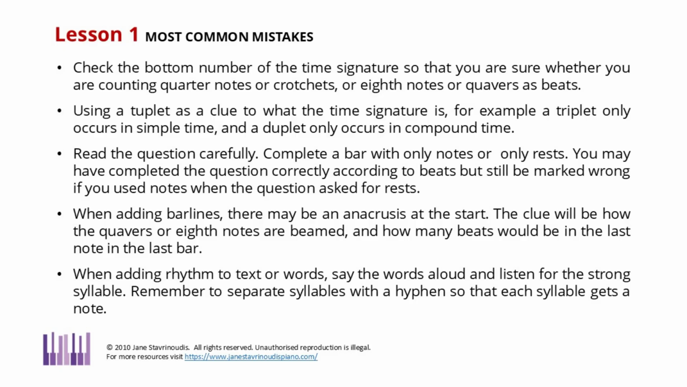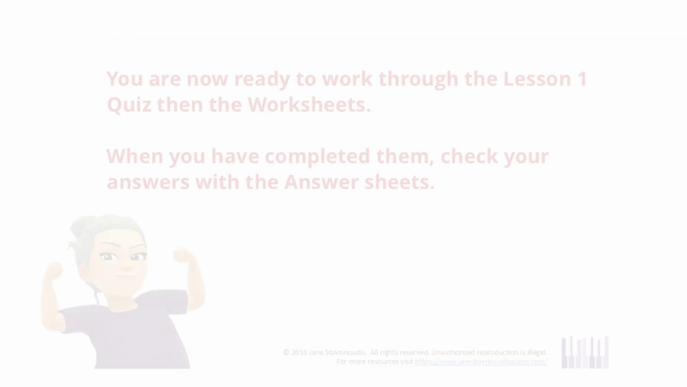When adding bar lines, there may be an anacrusis at the start. The clue will be how the quavers or eighth notes are beamed and how many beats would be in the last note in the last bar. And finally, when adding rhythm to text or words, say the words aloud and listen for the strong syllable. Remember to separate syllables with a hyphen so that each syllable gets a note.